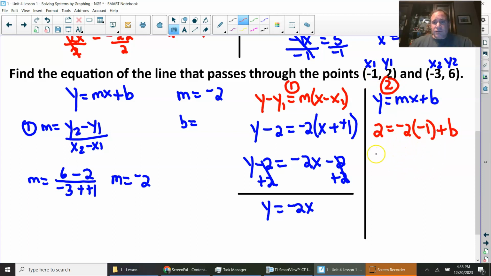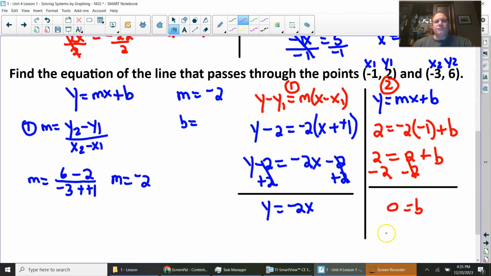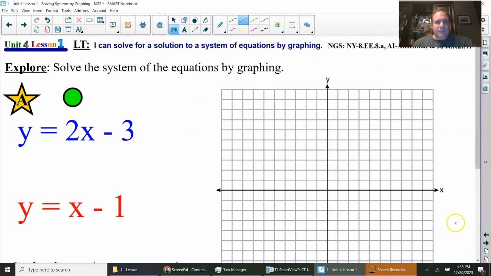That's what you're missing. So you have 2 equals negative 2 times negative 1 is 2 plus b. And then you subtract 2 on both sides. Once you subtract 2 on both sides, you realize that b is 0. This actually cancels, and b equals 0. As soon as b equals 0, you know that you have the y-intercept as 0, and you have the slope, and you put it in y equals mx plus b, and you have y equals negative 2x. Either way, it will get you the equation of that line.